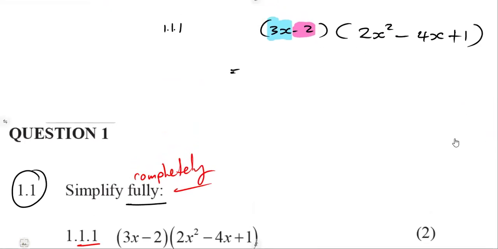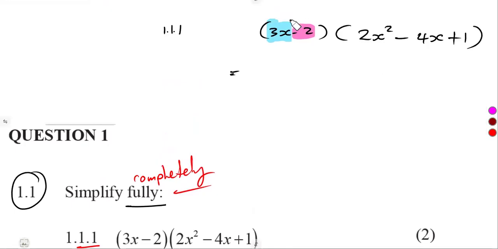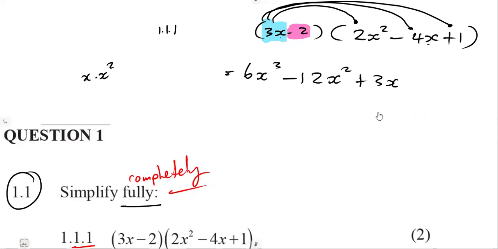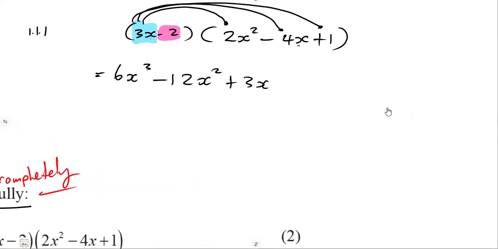So meaning to say here, if we are to expand, 3x multiplies everything. 3x times 2x squared, 3 and 2, the 6, x to the exponent of 3, the x and the x squared is going to give us x to the exponent of 3. Then the 3x multiplies the negative 4x. 3 times negative 4, that's negative 12, x squared, x and x is going to give us x squared. 3x and 1, that's positive 3x. We are done with the positive 3x.